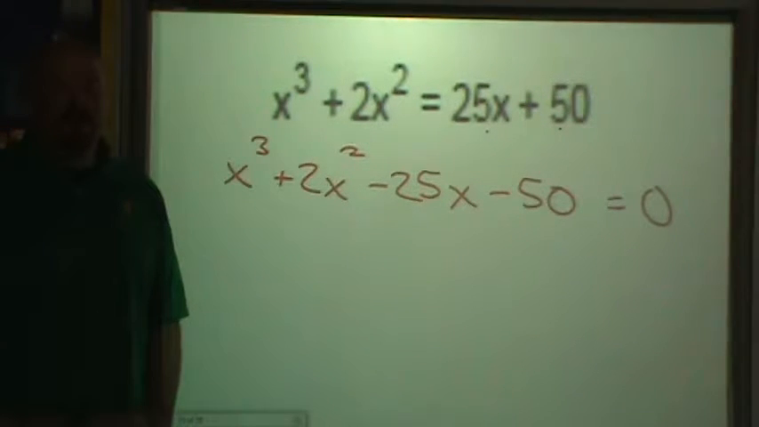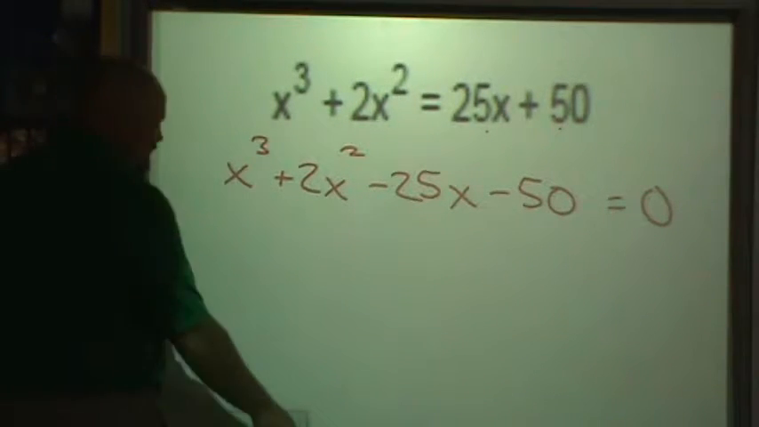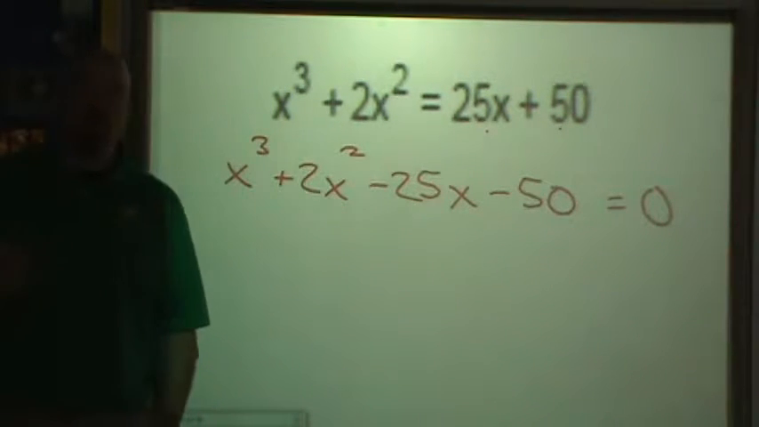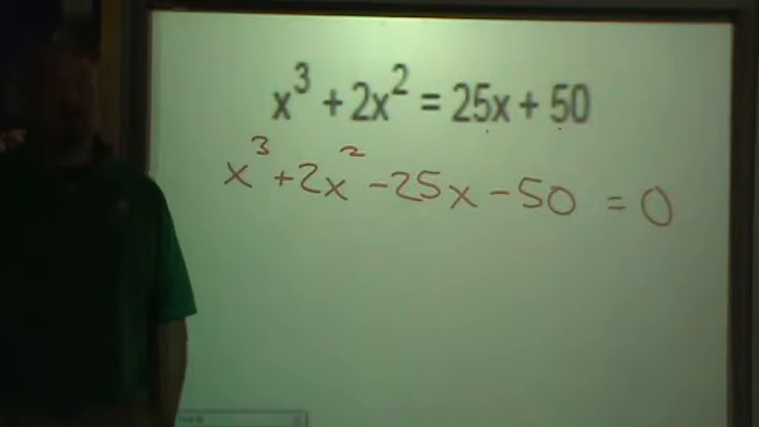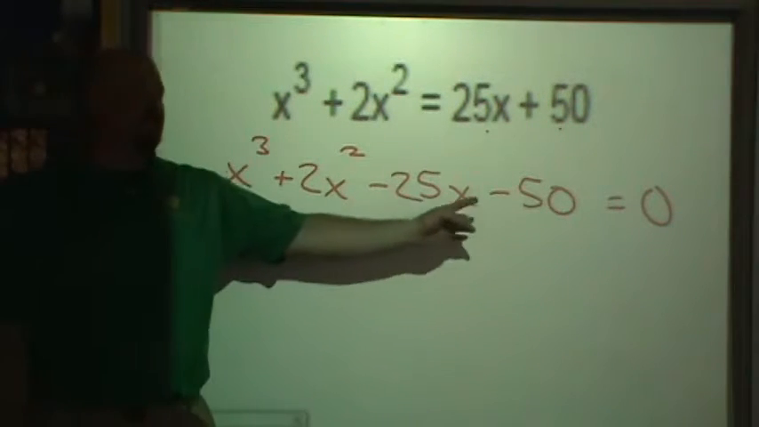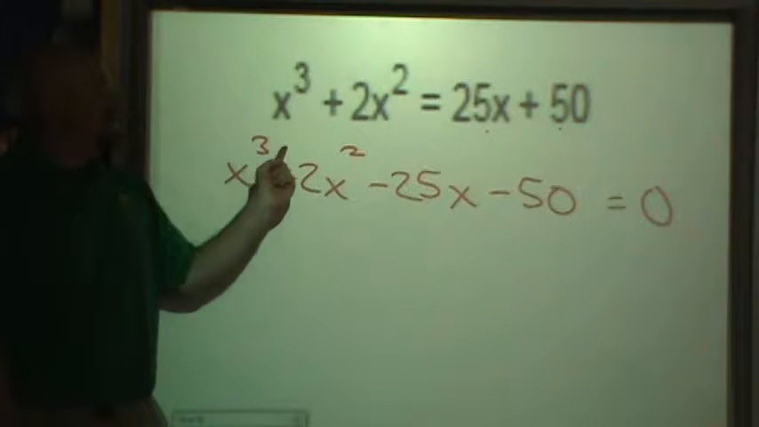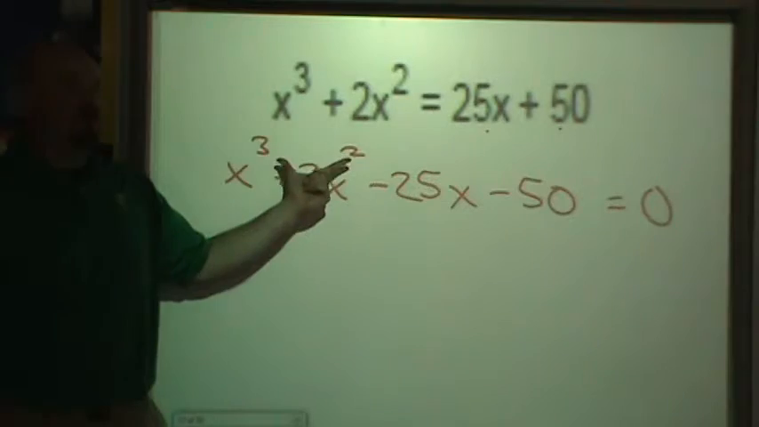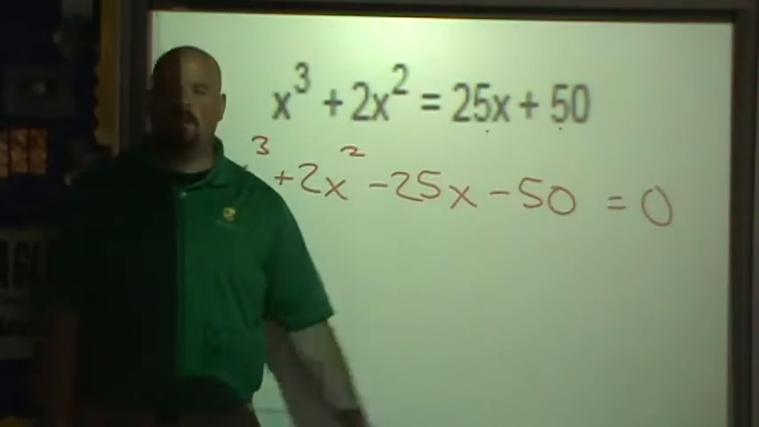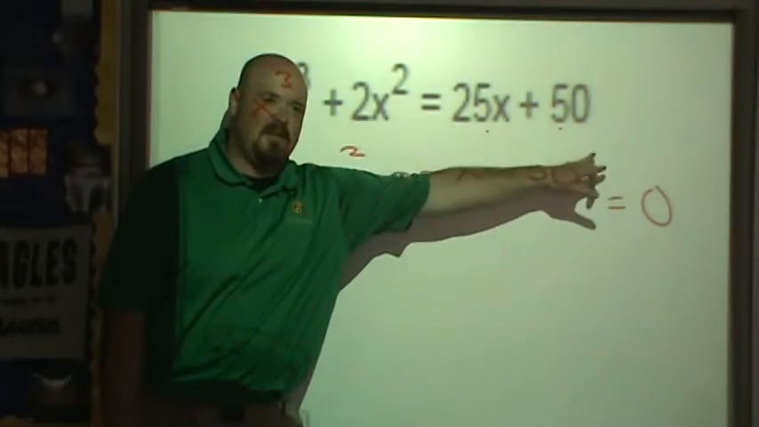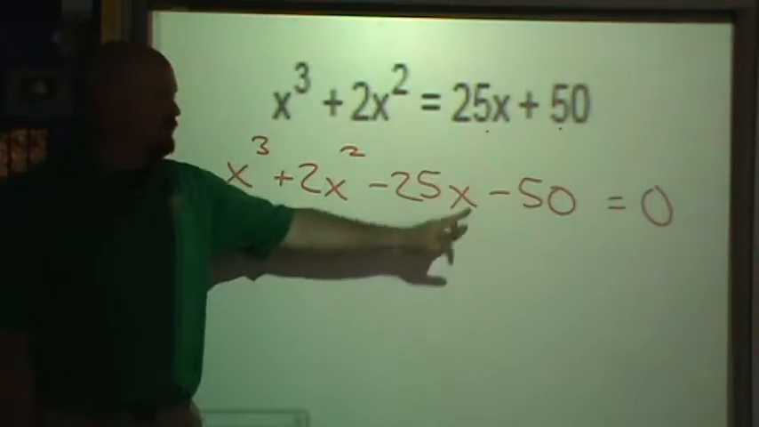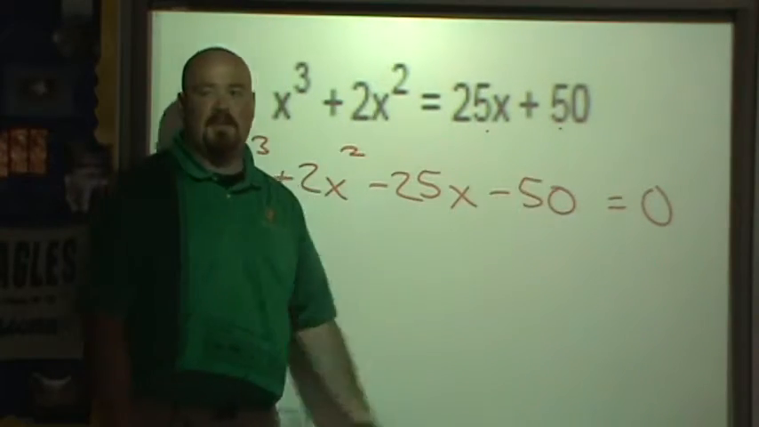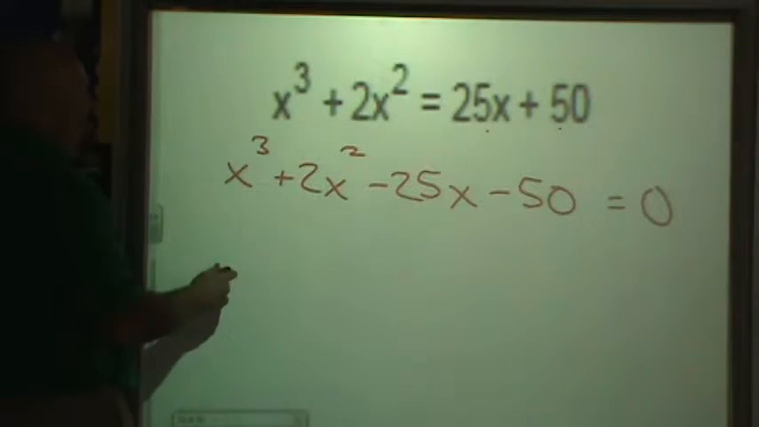You factor by grouping. How do we know we can, at least attempt to, factor by grouping? We have 4 terms. The degrees are in descending order. These are separated by 1 degree, and these are separated by 1 degree. So this is technically x to the 0 power, and this is x to the first. The separation here in the degree is the same as the separation here. So I can try this.